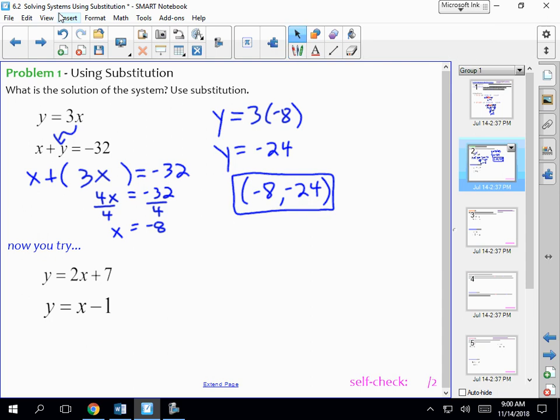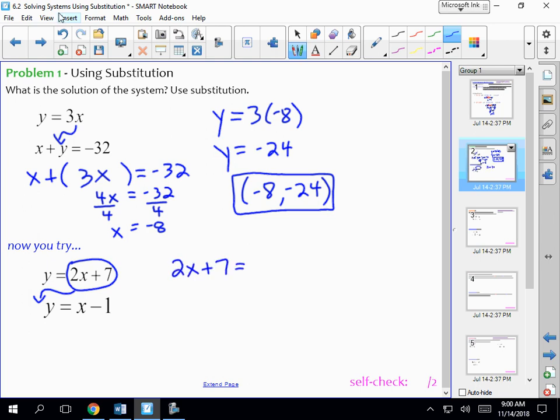I'm going to get you started in the second one, and then we will circulate and see how you're doing on it. I want you to find the solution to this system of equations using substitution. This time we're going to take 2x plus 7 and put it in for y in the second equation. Or another way to think about this is you could set the two equations equal to each other because they both equal y. So go ahead and solve that for x. Go and plug it in and find y.